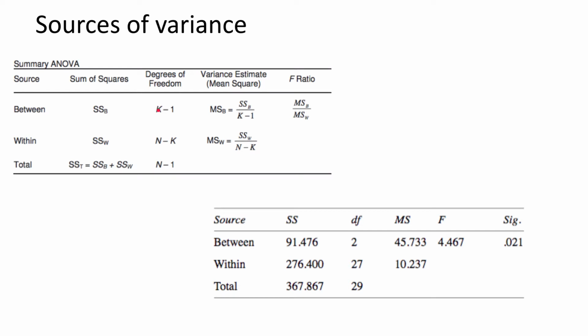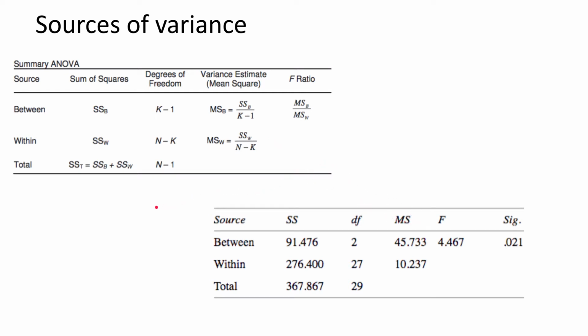And then k minus 1 will be the denominator for MSB. MSB again is the numerator of the F test or F ratio, and n minus k is the denominator of MS within. So this is given. This is easy. Again, the question is SSB and SSW. Where are these values coming from? This is the main purpose of this video here.